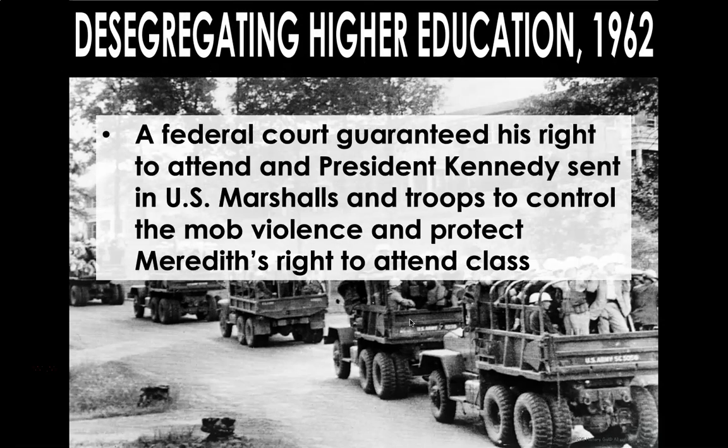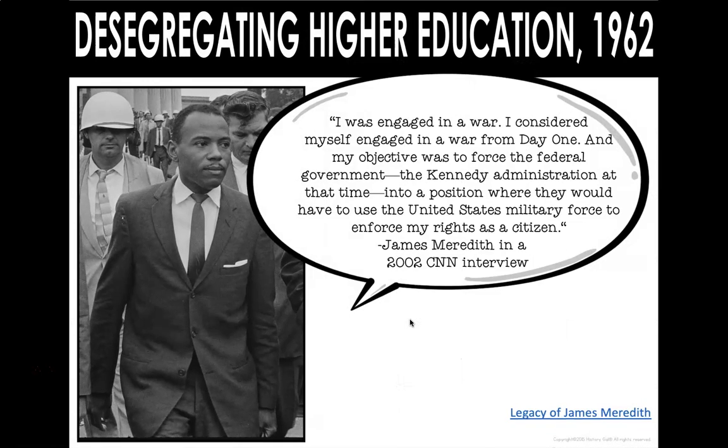The federal court guaranteed his right to attend the University of Mississippi, and President Kennedy sent in U.S. Marshals and troops to control the mob violence and protect Meredith's right to attend class. So this is what I'm talking about. When something is determined by the court systems, the executive office or the president is the one who is supposed to make sure to enforce the laws. So what does he do? He sends in the National Guard. And he makes sure that these people are protected, as he should have done.